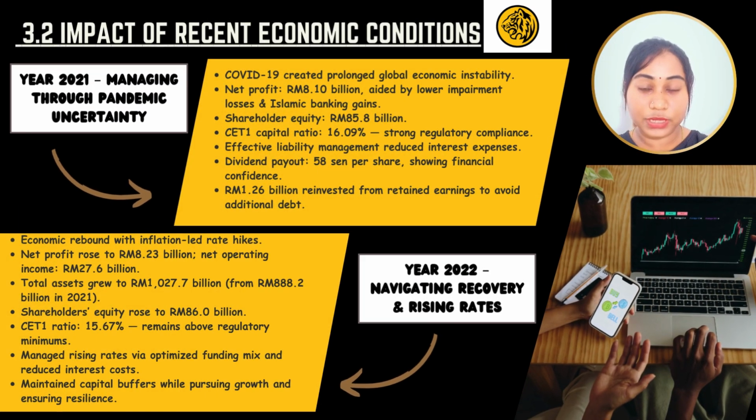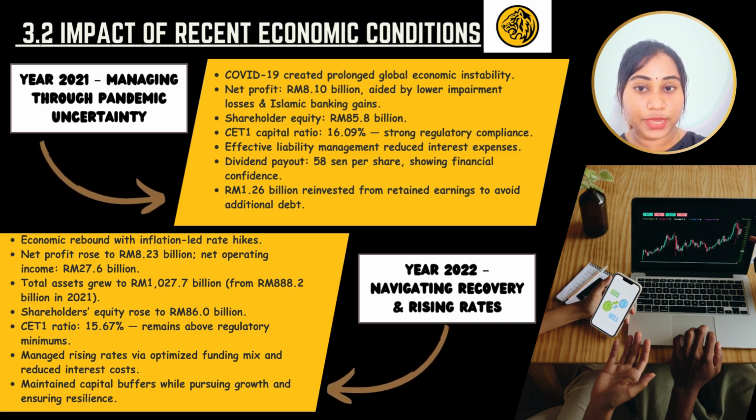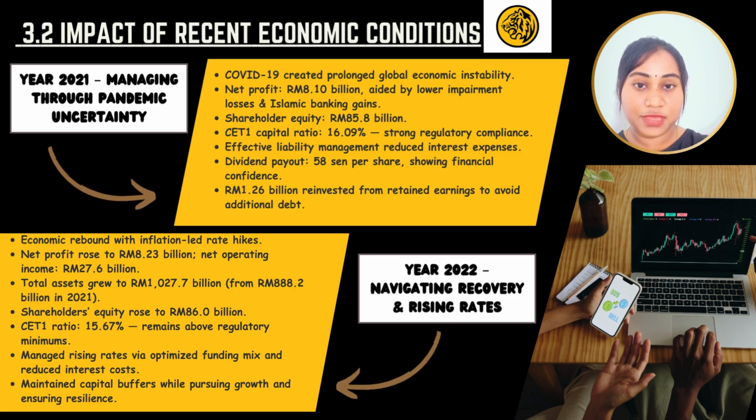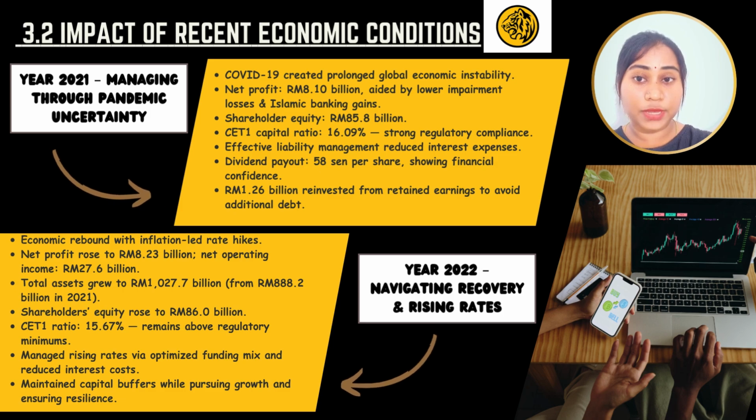Between 2021 and 2022, Maybank's capital structure was shaped by two key economic phases, which are pandemic uncertainty and post-pandemic recovery. In 2021, Maybank remained resilient, reporting 8.10 billion in profit, reducing interest expenses and maintaining a strong CET1 ratio of 16.09%. It reinvested 1.26 billion in retained earnings to support growth while avoiding more debt.